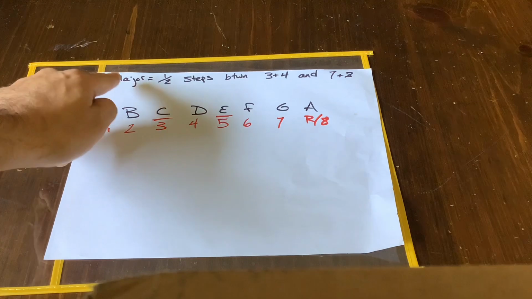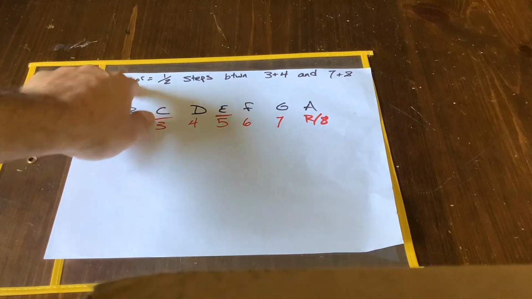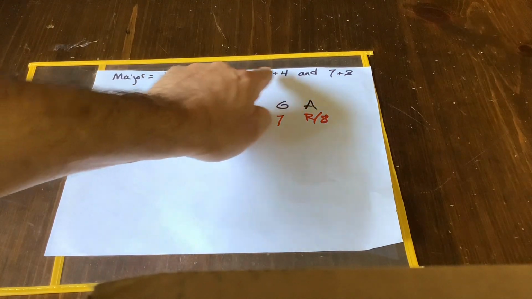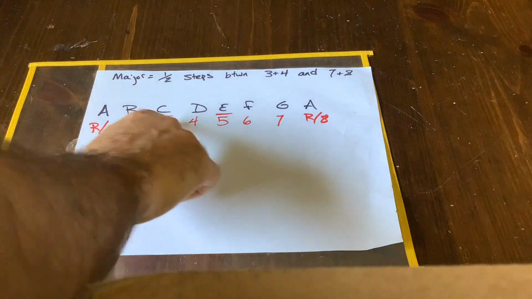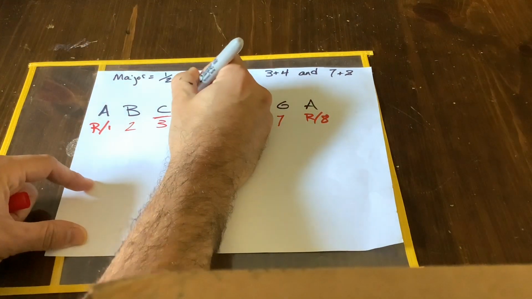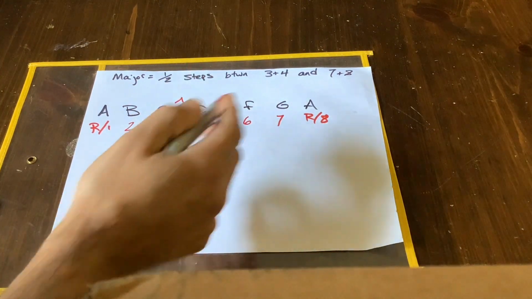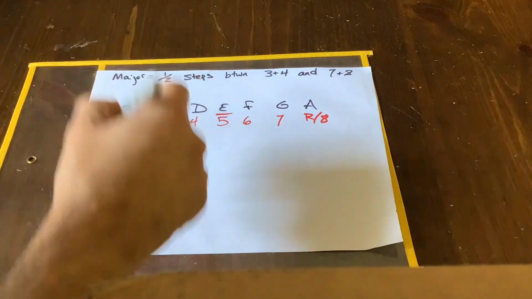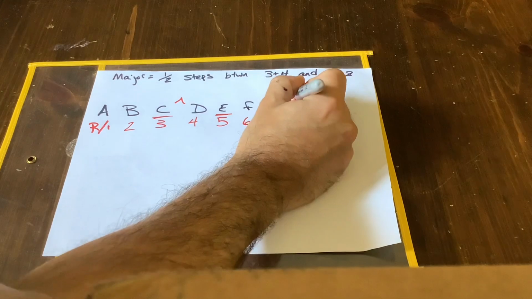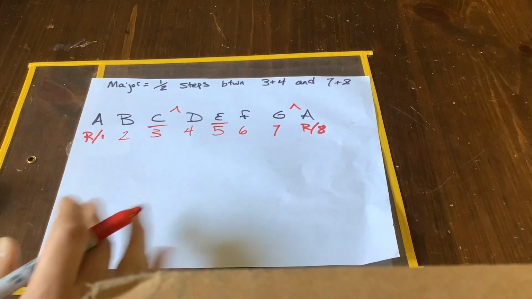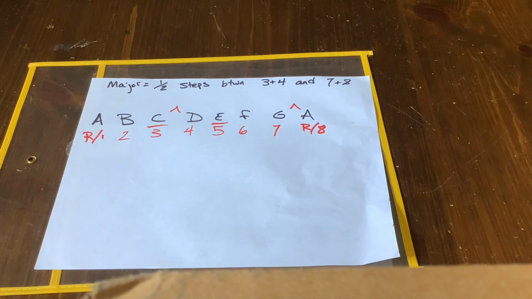Now, the recipe is major scale. There are half steps between 3 and 4 and 7 and 8. So here's 3 and 4. I'm going to put in a half step signal. This tells me put in a half step. Make sure this is a half step when you're checking your work. Between 7 and 8, that's a half step. So now let's go through and make sure we have everything we need.